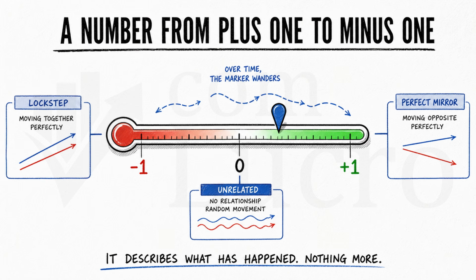You'll also see correlation written as a number between +1 and -1. +1 means they've been moving in lockstep. -1 means perfect mirror, and 0 means no visible relationship at all. Real pairs live somewhere in between and wander constantly. Treat that number as a thermometer reading, not a rule. It describes what has been happening, nothing more.